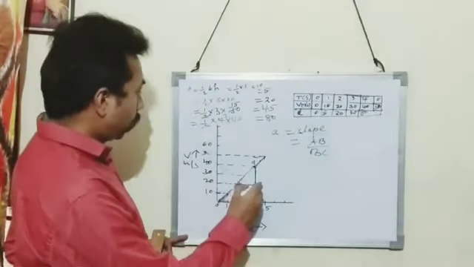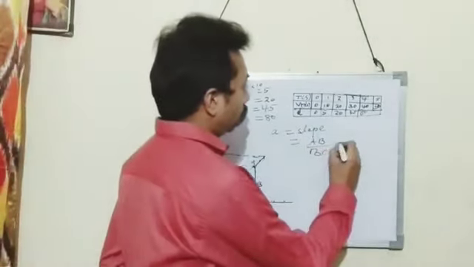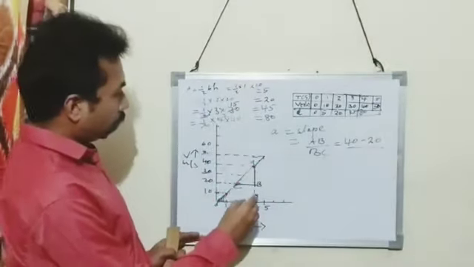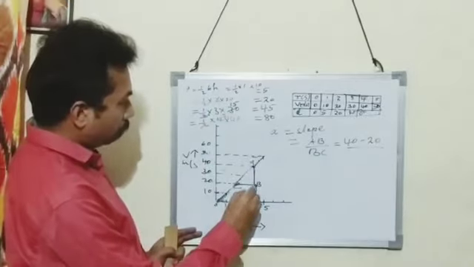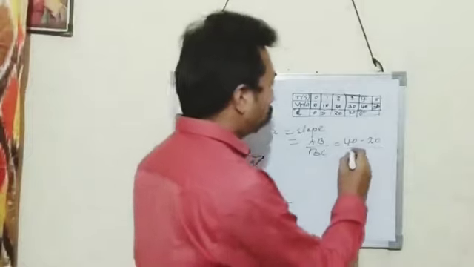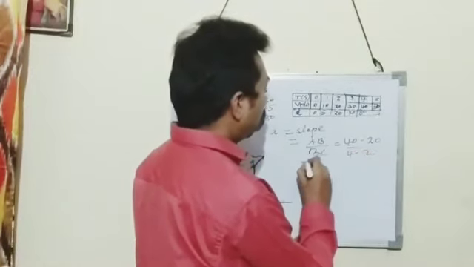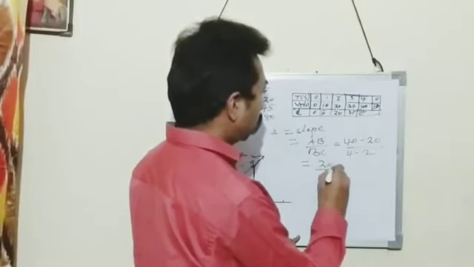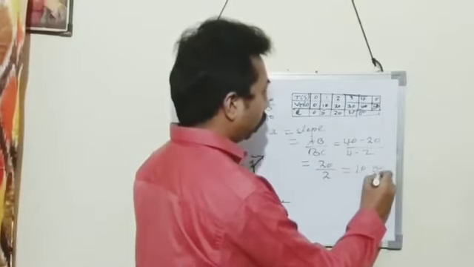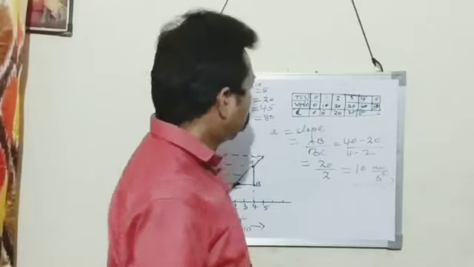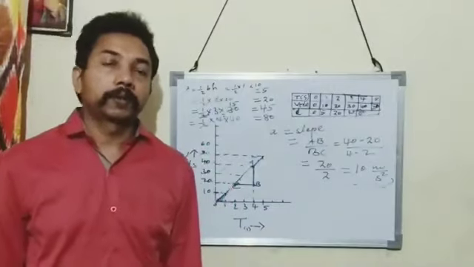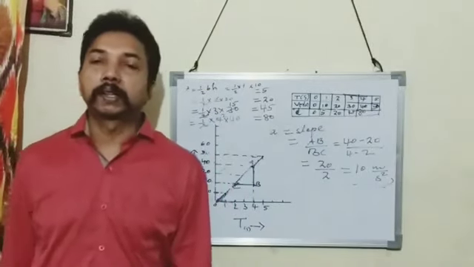So what is the difference of y coordinate? AB: 40 minus 20, upon what is the difference of x coordinate? BC: 4 minus 2. 40 minus 20 is equal to 20. 4 minus 2 is 2. 20 upon 2 is equal to 10. So the acceleration in the time interval 2 and 4 seconds is 10 meter per second square.